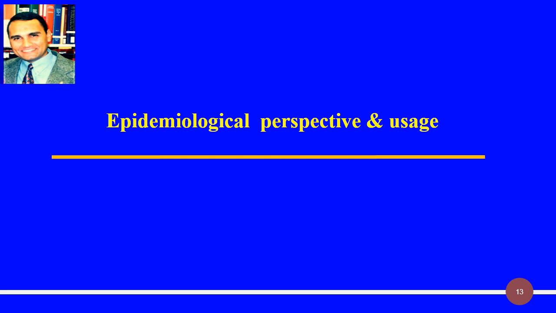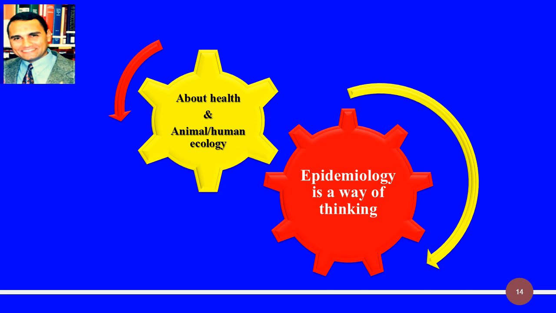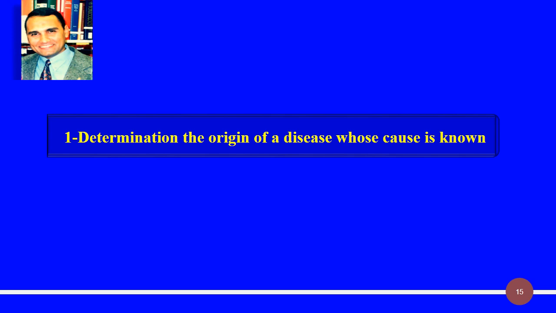Epidemiological perspective and usage. Epidemiology is a way of thinking about the health of animals and human ecology, causes such as stress factors present, the whole environment, and so on. Epidemiological perspective and usage: the first is to determine the origin of a disease whose cause is known.